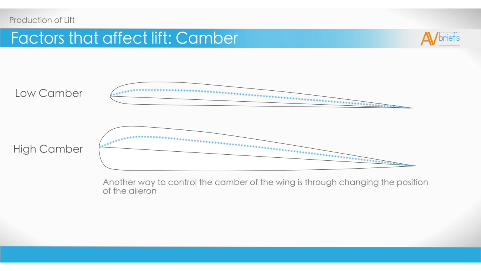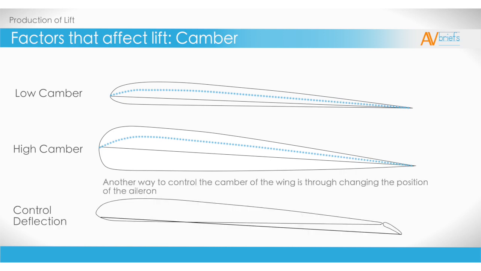One way we can control the amount of camber is through the position of the ailerons. These are the control surfaces on the trailing side of the wings which move up and down. These are discussed in much more detail in further lessons and are of the utmost importance to controlling any airplane.